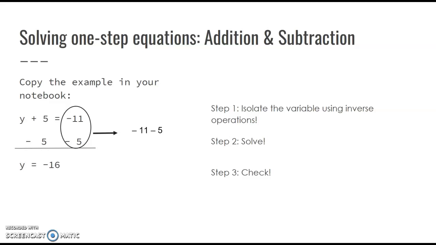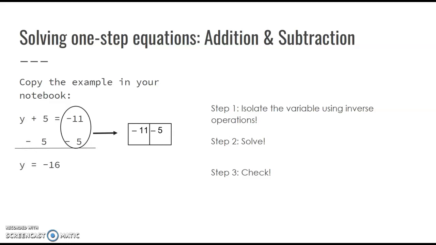Now, when I have negative 11 minus 5, I'm going to use the box method, just like we remember from Unit 8. Negative 11 plus negative 5, you're going to add what's in the boxes. When you do that, you keep the sign since it's the same sign, and you get y is equal to negative 16. So we've done step 1 and step 2. We solved, we got negative 16.